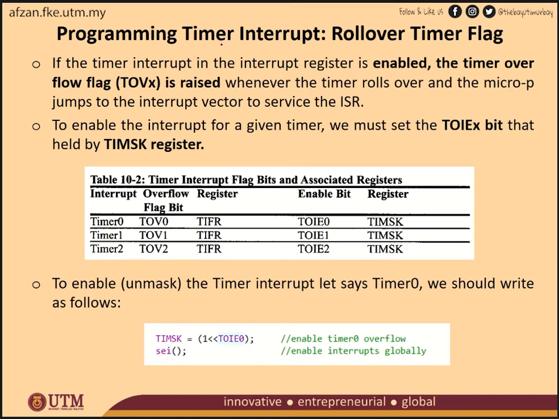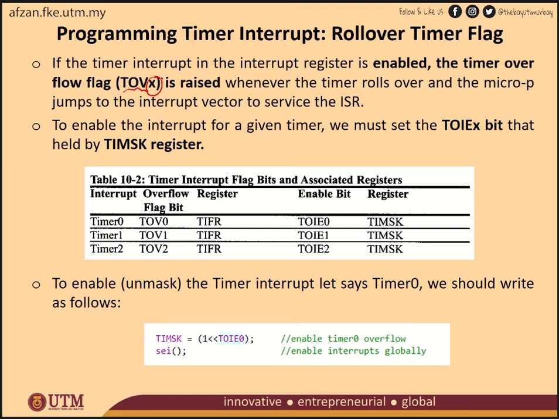As I mentioned earlier, we have two types of timer interrupt. One uses the overflow method, the other is the CTC method. In this slide, we focus on the overflow method, or sometimes we call it the rollover timer flag. If the timer interrupt in the interrupt register is enabled, the timer overflow flag is raised, which is labeled by TOVX.